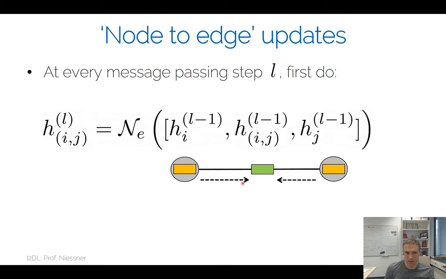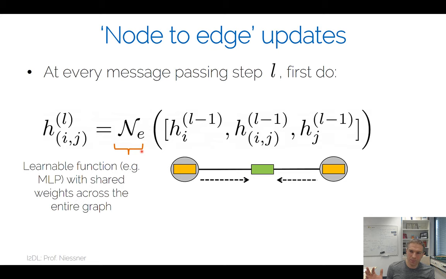Okay, and now the question is, how does our function n look like? Well, the simplest thing for n here is we just use a learnable function. We're in a deep learning class, so we need to have some sort of neural network here. And the simplest way to do this is we simply use an MLP, right? We just say we have a learnable function that takes the previous embeddings as input and computes the new embedding, and this is just an MLP.